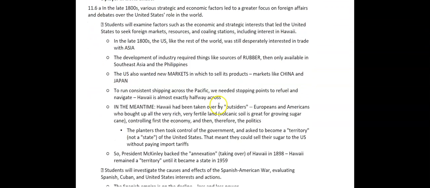So first, in the late 1800s, various strategic and economic factors led to a greater focus in foreign affairs and debates over the United States' role in the world. Okay? Students will examine factors such as economic and strategic interests that led the United States to seek foreign markets, resources and coaling stations, including interest in Hawaii. Well, what is that about?